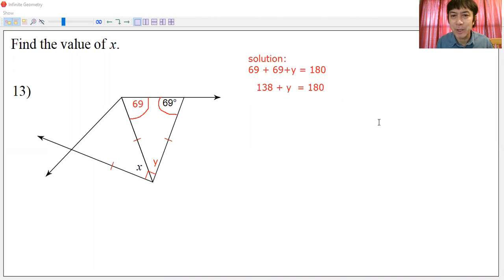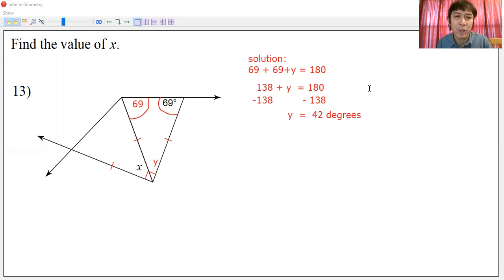Okay, next step is 138 subtracted from both sides. So we're going to subtract minus 138 here and minus 138 there, like that. The left side will just give us the variable y. The right side will give us 42. So this must be 42 degrees, like that.